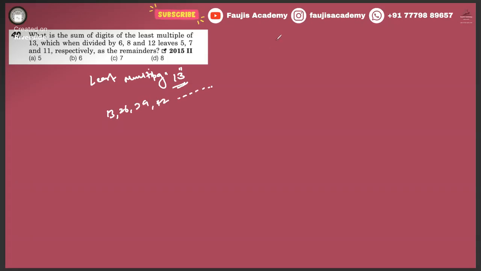Likewise, which when divided by the numbers 6, 8 and 12 leaves the remainders 5, 7 and 11. Did you see that in all these cases the difference is a constant 1? How do you find the number which when divided by 6, 8, 12 leaves a remainder of 5, 7, 11 in all the cases? We take the LCM. Do we take the LCM?